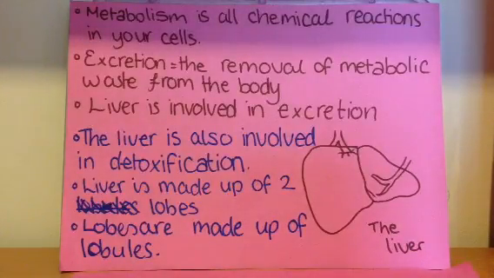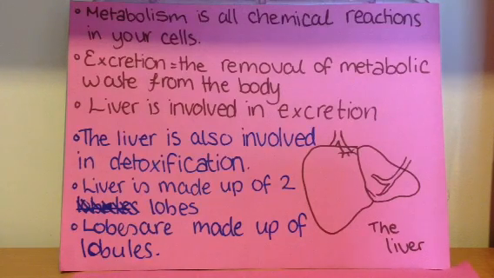Metabolism is all the chemical reactions taking place inside your cells, and this produces waste such as CO2 that needs to be removed. And excretion is basically the removal of metabolic waste from the body, so it's the removal of all the waste products that are produced by the chemical reactions in your cells. The liver is involved in excretion, and so are the kidneys, but we'll look at those later.